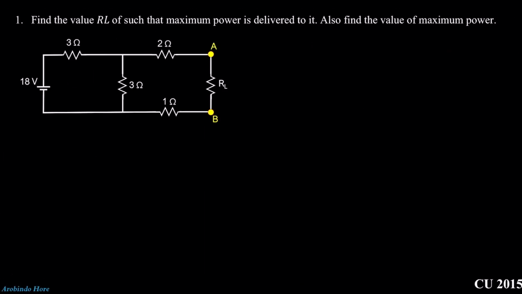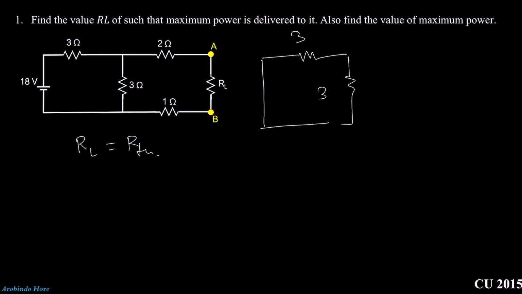This is very easy. They just want to know the value of maximum power and the value of RL such that the maximum power is delivered from source to load. The maximum power will be delivered when RL equals RTH. How to calculate RTH? Just short the source: 3 ohm, 3 ohm, 2 ohm, 1 ohm, and we need to check from here.